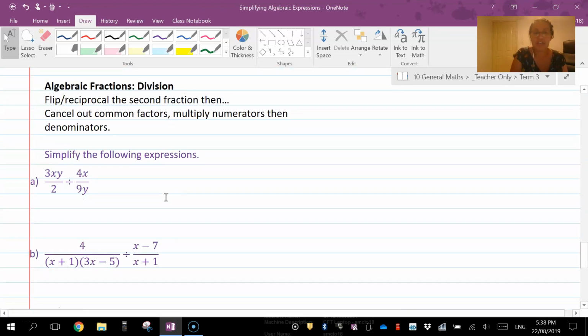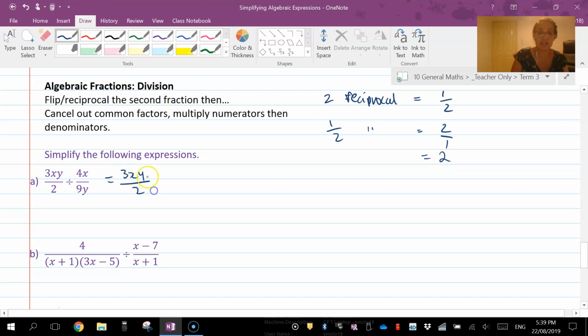All right, algebraic fractions. It's just like doing fractions, but there's an algebraic component in it. So here we go. You flip, or take the reciprocal of, the second fraction. If a whole number is 2, its reciprocal equals 1/2. If the number is 1/2, its reciprocal equals 2/1. But we don't write that. We have an invisible 1 happening here, and it's just 2. So in this case, we take our first fraction, write it as it is, change that sign to a multiplication, and we flip this: 9y over 4x.